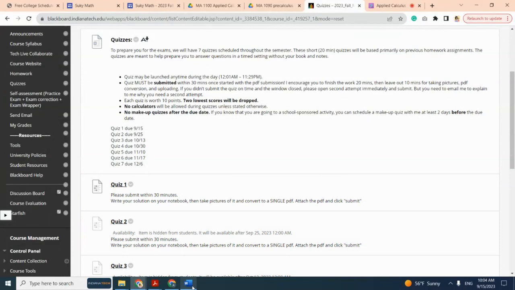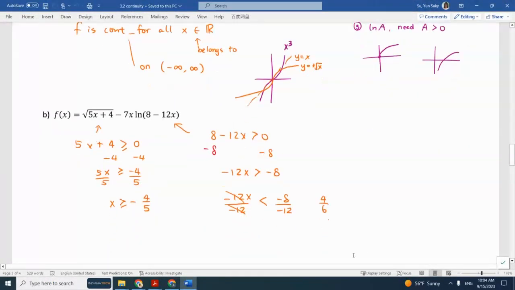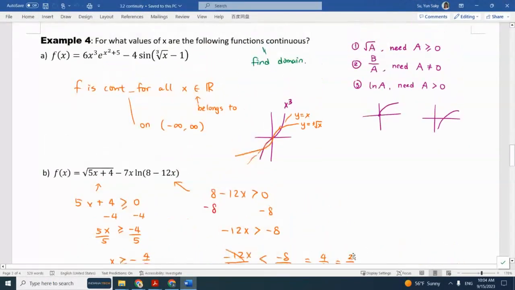Okay. So today we continue on the continuity. I think we just missed two examples of this session. Then we will go to the 3.3 rate of change. Do you have the 3.3 worksheets? Okay, good.